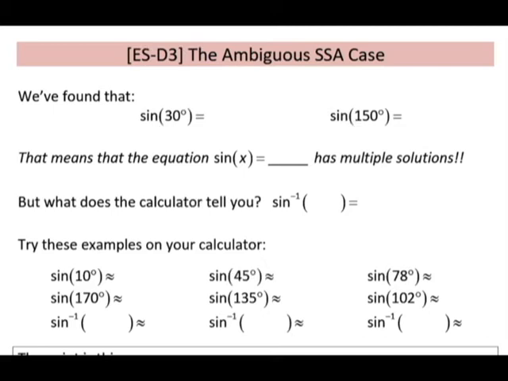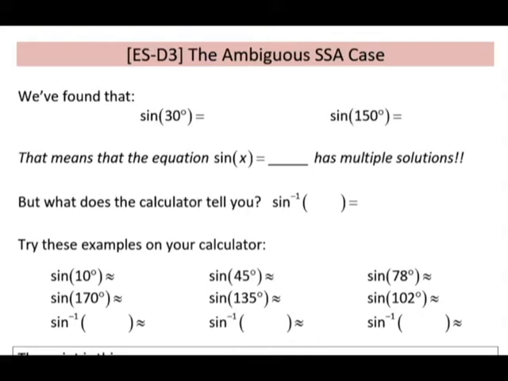Welcome to the pre-calculus notes for Essential Skill D3, the ambiguous SSA case. In this piece, I'm going to give you given information: two side lengths and an angle that's not contained. And it turns out that we might have one solution, or we might have two solutions, or we might not have any solutions. So we're going to look at why that is and how to handle that.